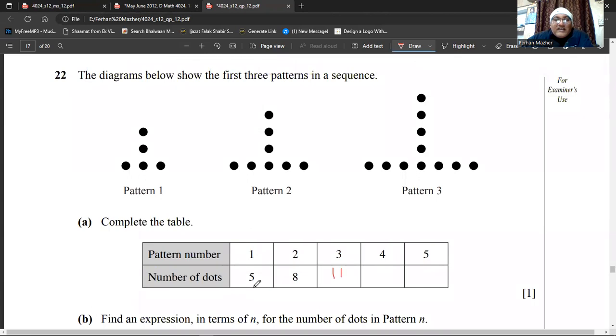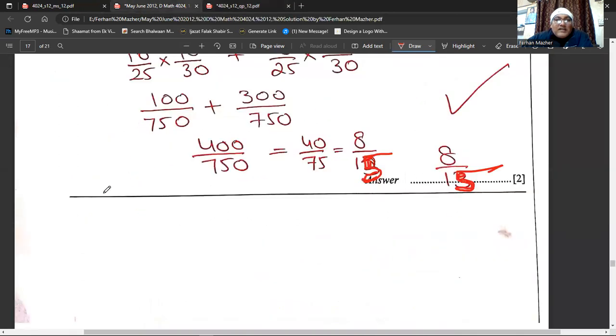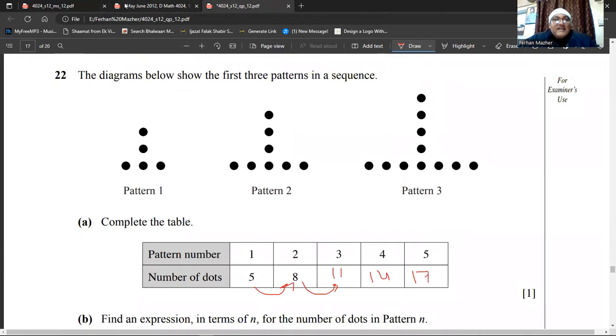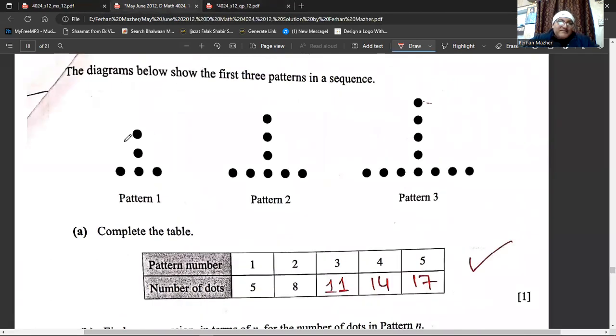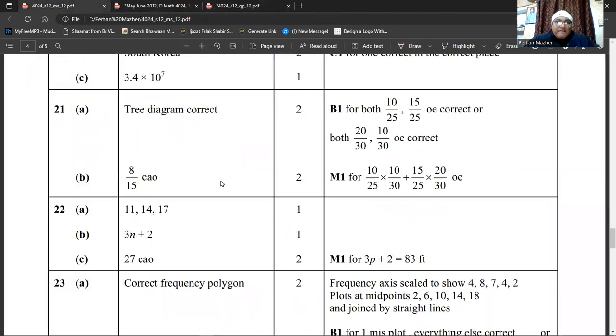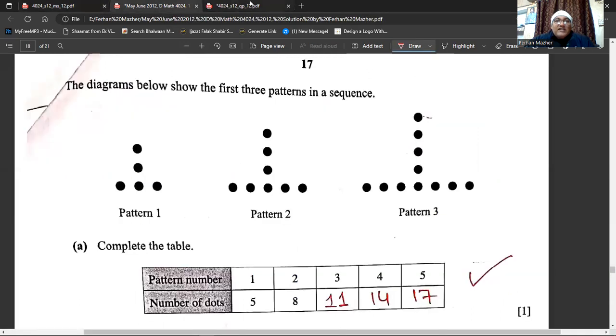If you look at here, how much is the increase? That is 3. How much is the increase? That is 3. So it will become 14, and then it will become 17. I hope you know. Let me show you. So it will be 11, 14, and 17. I hope you understand. So the next question coming up on your screen is 11, 14, 17. So that answer is right.